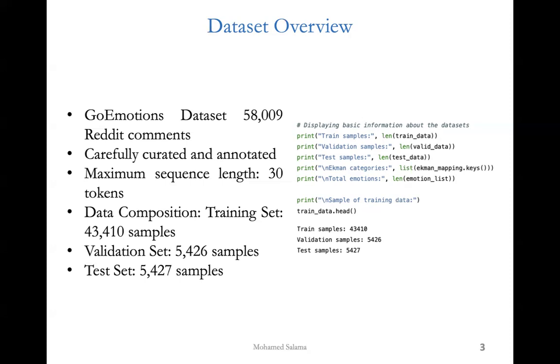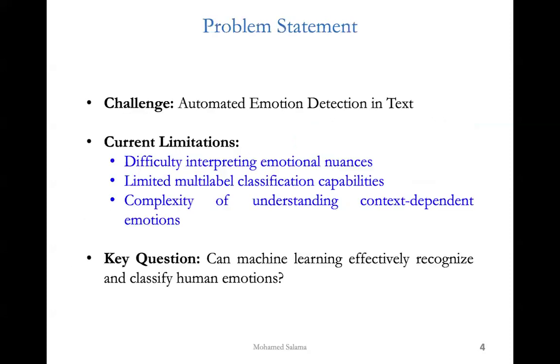Strategically, it was divided into training, 43,410 samples, validation, 5,426 samples, and testing, which was 5,427 samples. This structured dataset enabled me to develop a sophisticated emotion recognition model that captures the nuanced landscape of human communication.